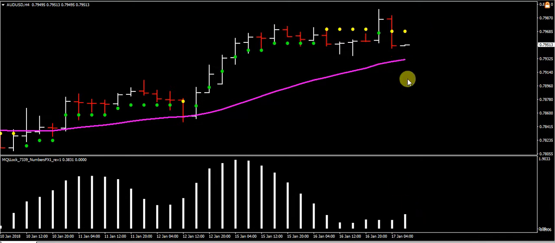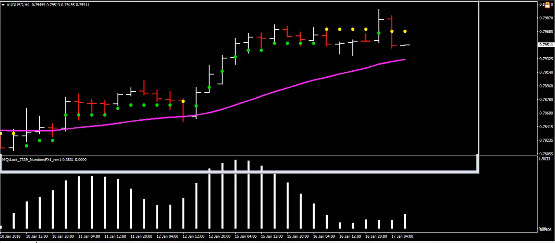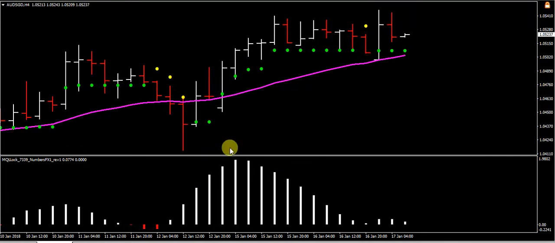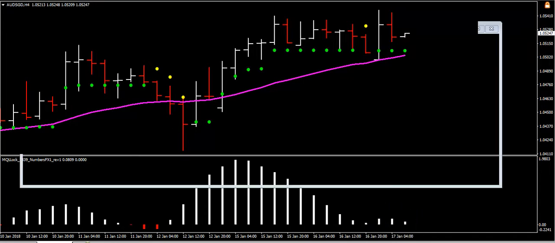So still waiting for further confirmation. Australia dollar, Singapore dollar is a nice uptrend. Volume's a little bit flat, so that one.